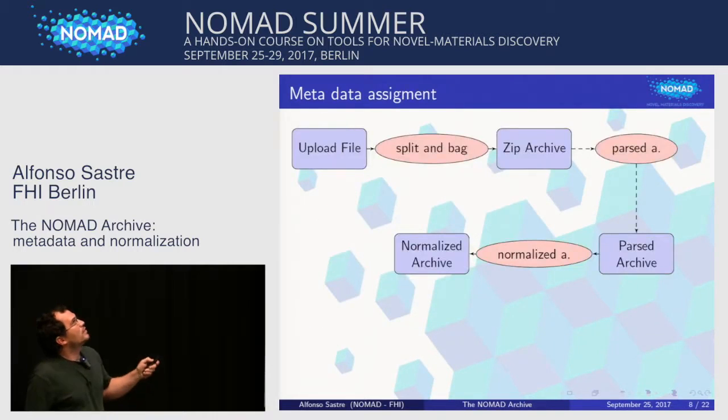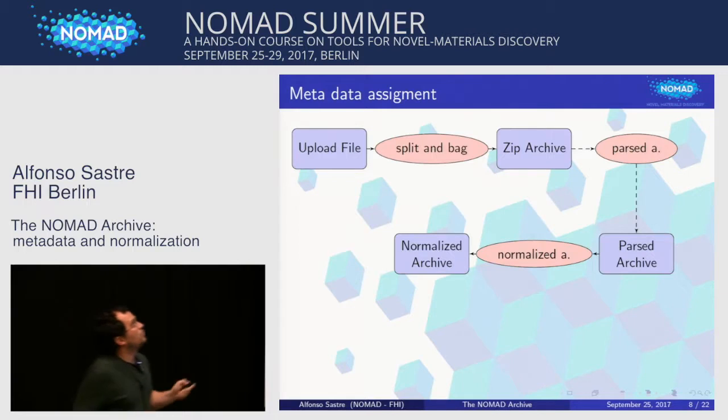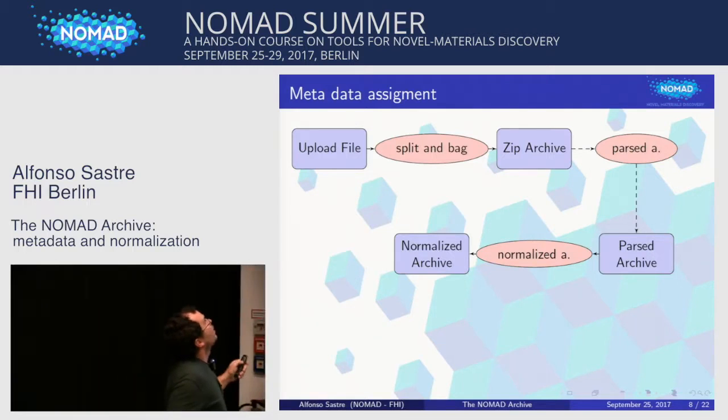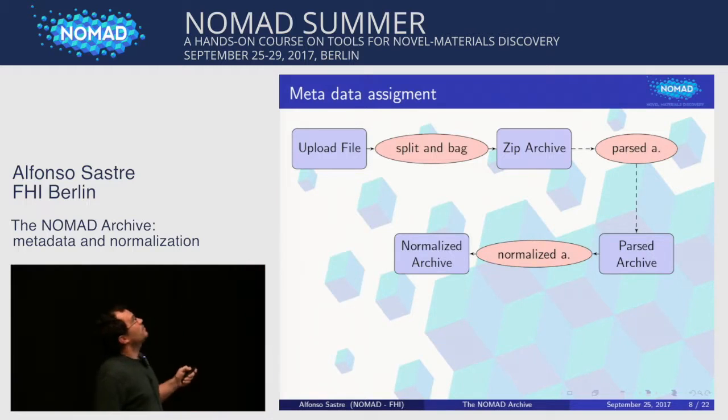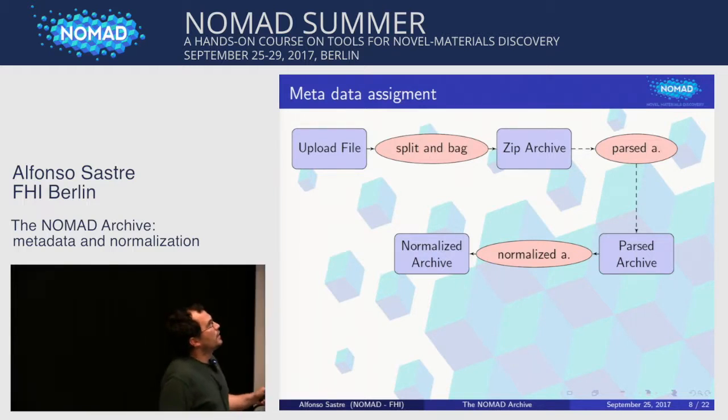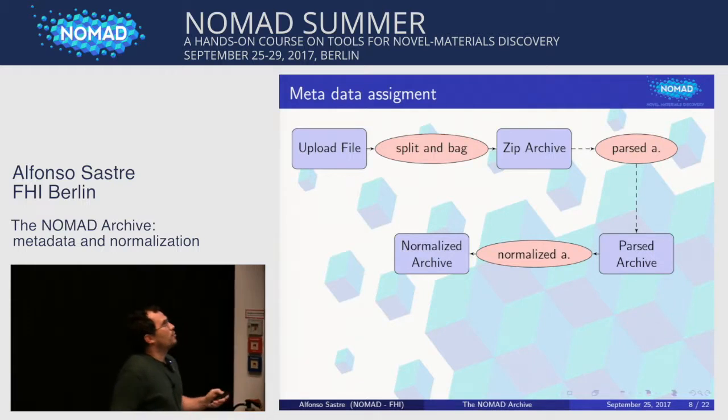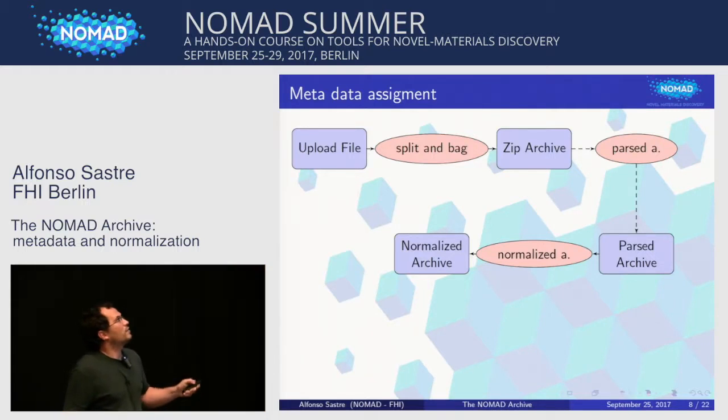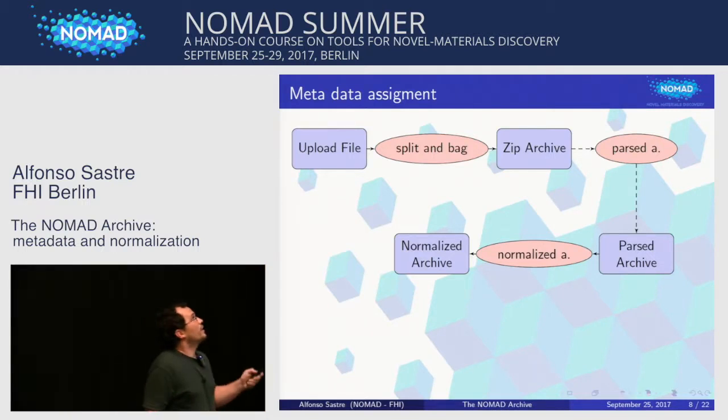So this is a bit the flow of what we are doing now. So we start with the file uploaded by the user in the archive. We split and bag the files in these archive files. Then we parse. This parse assignment means we have to decide for each file to which code it belongs and produce the proper parsed archive file. And from here, we assign which normalizations we are going to apply to this archive and produce the normalized archive.